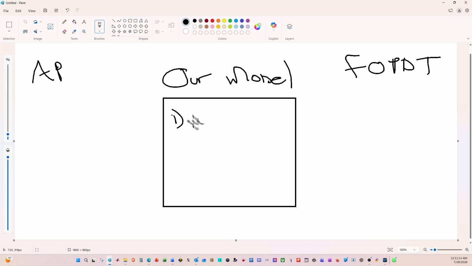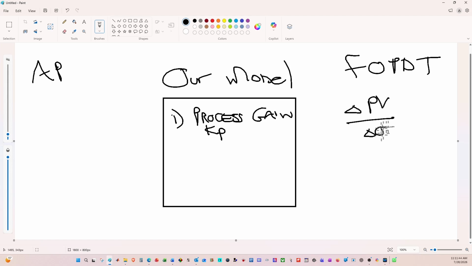The very first one is going to be our process gain, often represented by the letter KP. And the process gain can be described as the steady state sensitivity of the process. It's going to tell us how much the output will change for a given change in the input. Often I go and do the calculation where I'd say that the change in the process variable divided by the change in the output that caused it is going to give us this process gain.